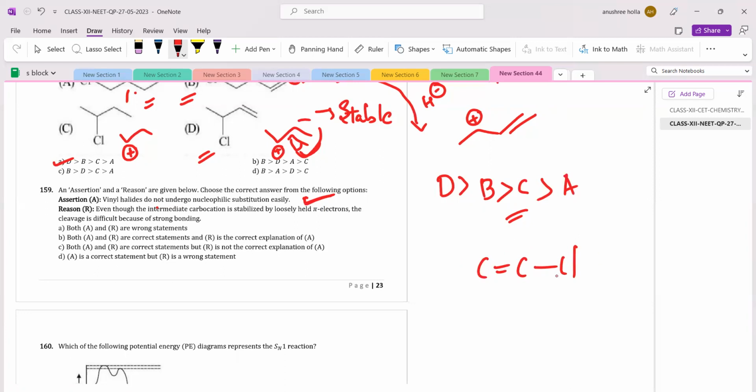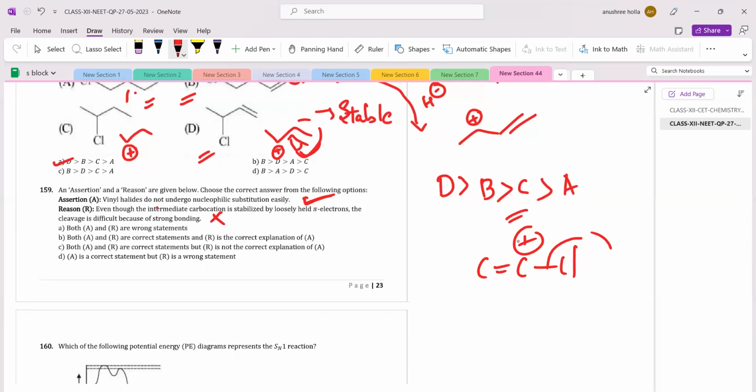So here I cannot have a nucleophilic substitution very easily, because if I remove this halogen, I'll be ending up with the vinyl carbocation, which is highly unstable. So that's why vinyl halides do not undergo nucleophilic substitution very easily. Now, the reason is: even though the intermediate carbocation is stabilized by loosely held pi electrons, the cleavage is difficult because of strong bonding. This statement is a wrong statement.